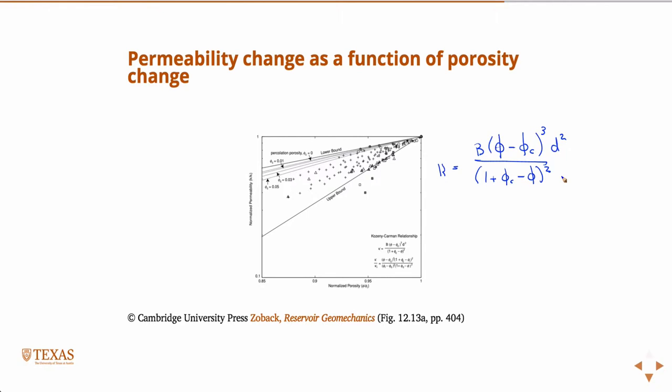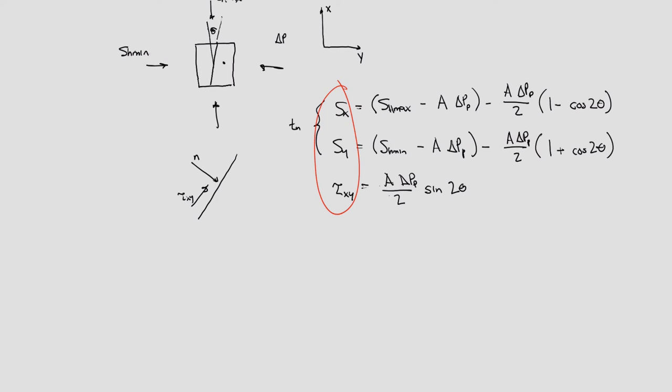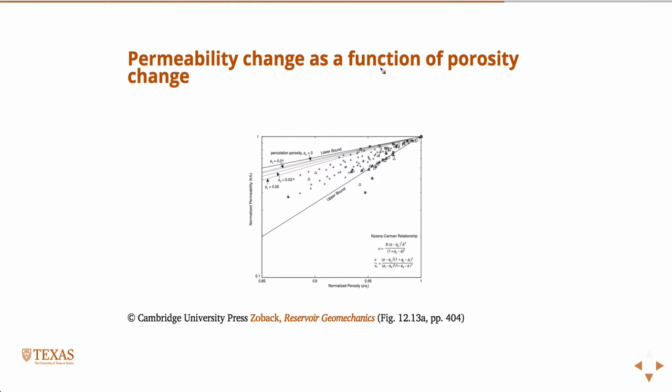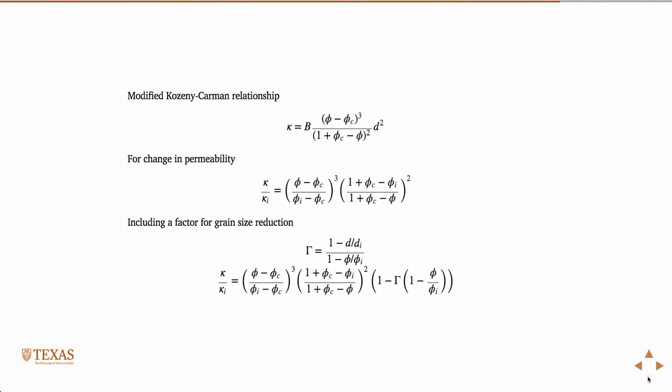So anyway, this is just a relationship. If you use the normalized permeability, so you just divide by the initial permeability, then the geometry and the grain size factors drop out, and you get this equation. But the idea here is that for a wide range of materials, they all fall in this range that is somewhat well described by Kozeny-Carman. Those are just the two equations that were on the previous slide. If you include this factor gamma for a grain size reduction, then you can rewrite this relationship in terms of gamma. That's all that says.